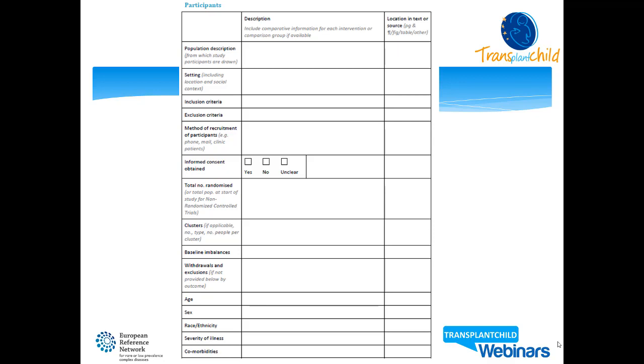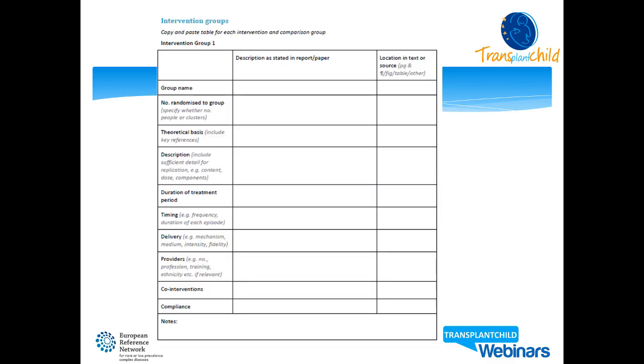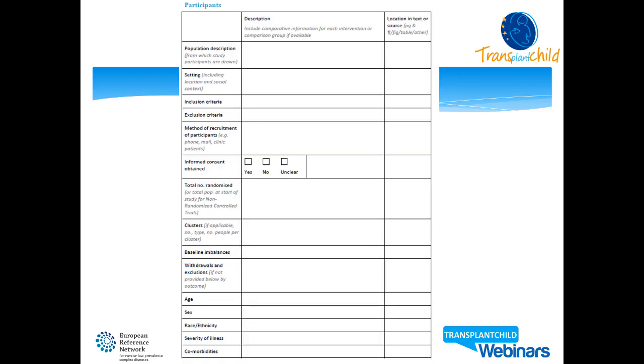Here you can say just consecutive patients, or recruited by consultation or something like that. If there is something really different, like a phone mailing or something like this, you can write it down. If they have obtained informed consent, sometimes it's not present in the paper. So if it's not present in the paper, just say unclear. Okay. Don't assume that if they don't say anything, they have used informed consent.